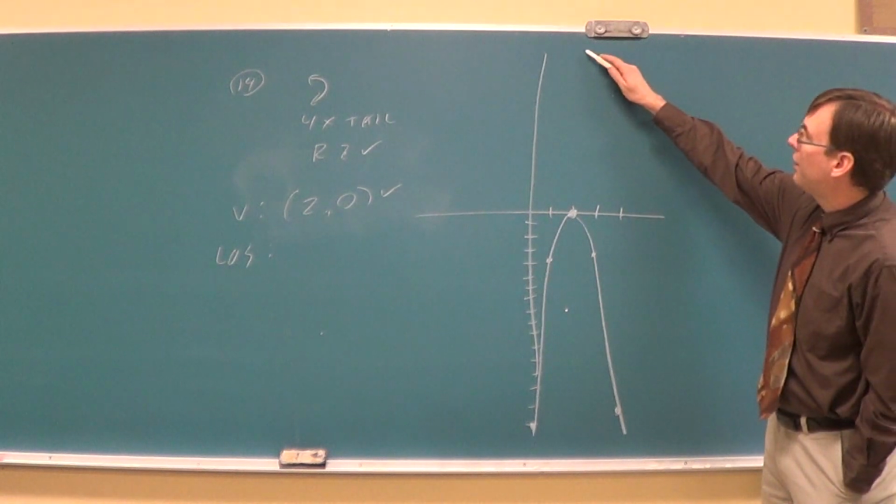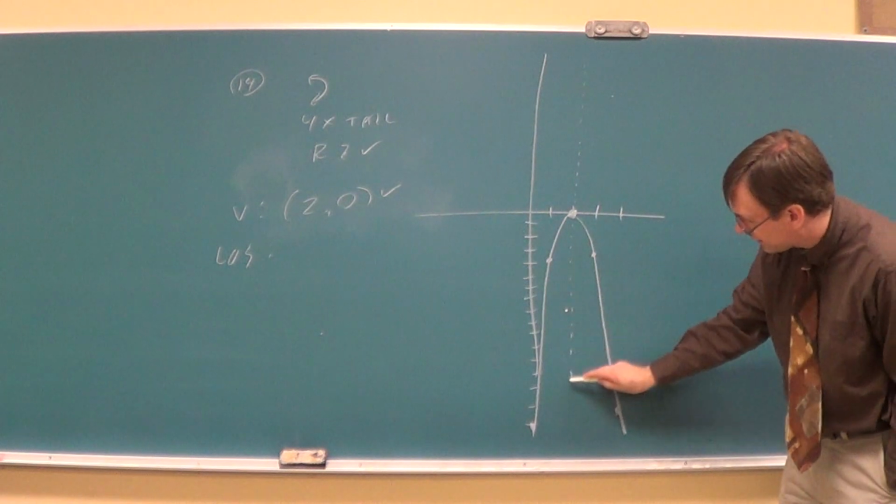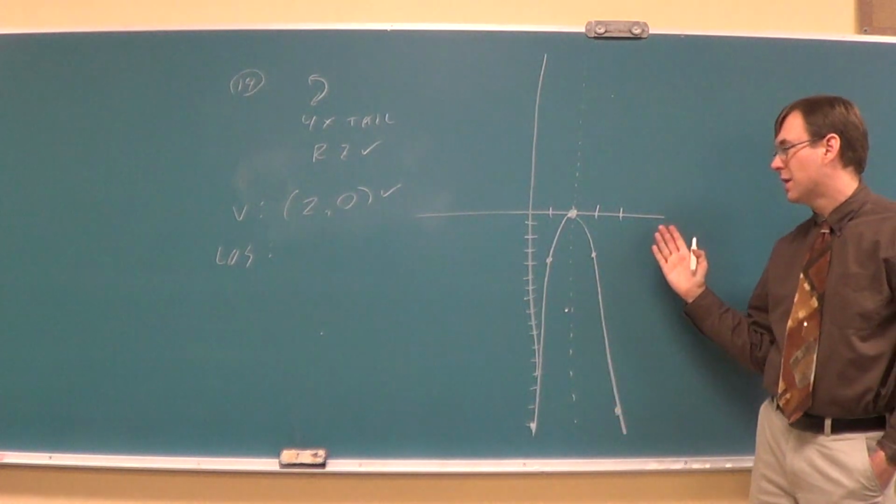And then there's a thing called the line of symmetry. You don't have to draw this in your graph. I'm just drawing it to show what it's about. The line of symmetry just does what?